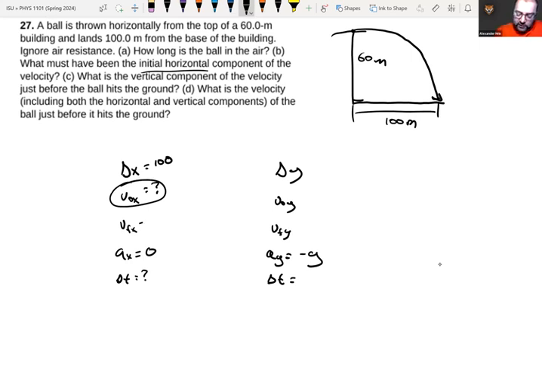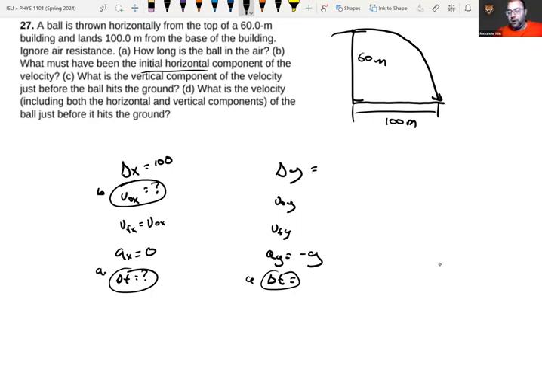V final x, well, we don't know what that is, but we do know it's going to be equal to V initial x, whatever that is. So we could leave that in. Delta t is one of the things that we're looking for. This was part B, this was part A. Same thing, it's the same delta t. It's a thing to remember.